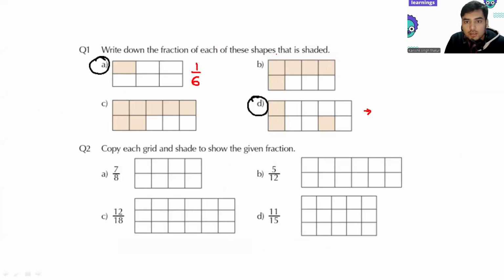Write down the fraction for these shapes that are shaded. So 1 over 6, and 5 over 8, isn't it? 4 and 4, 8, so 5 over 8. Then this is 7 over 10, and this is 3 over 10. This is 7 over 8 if I have to shade it, so 4 here and 3 here. And 5 over 12, so 5 and then over 12.